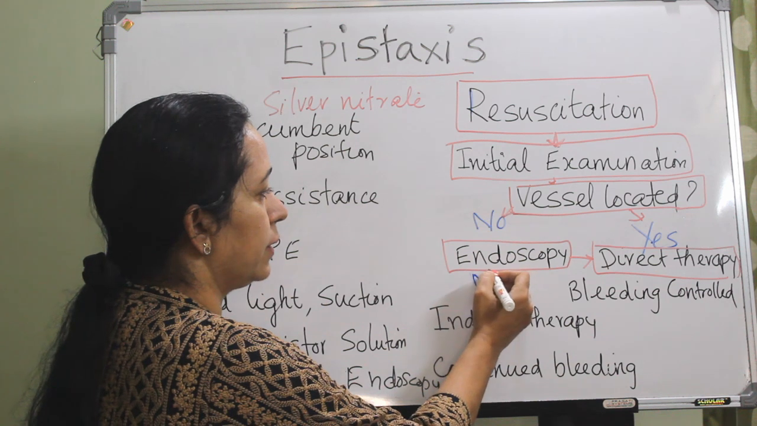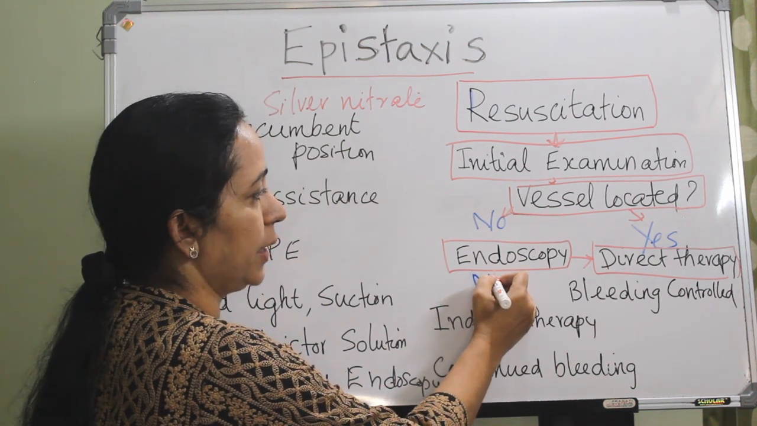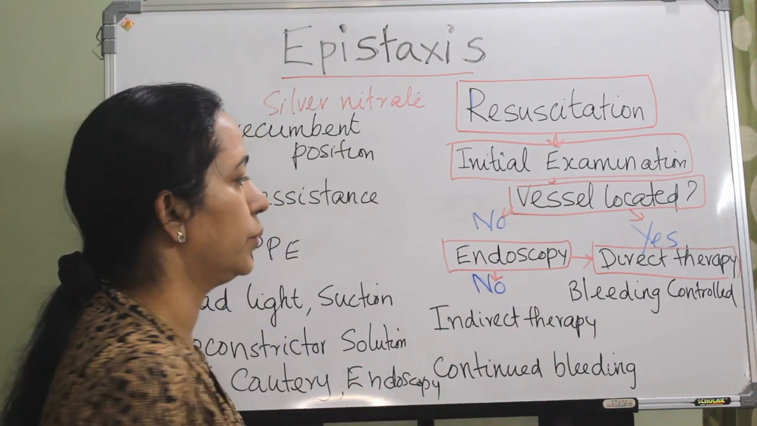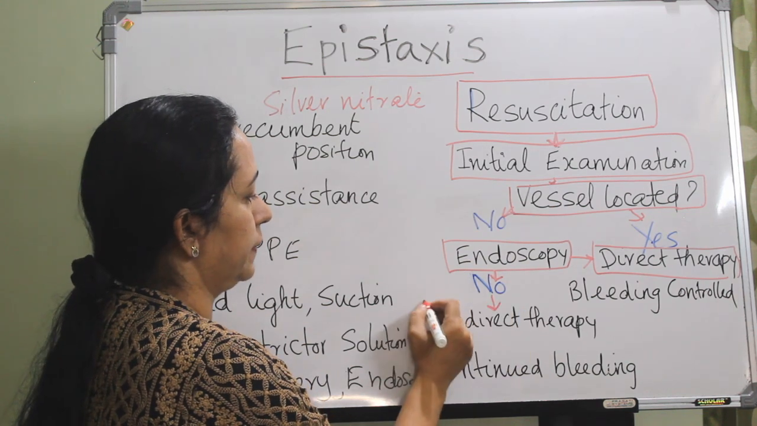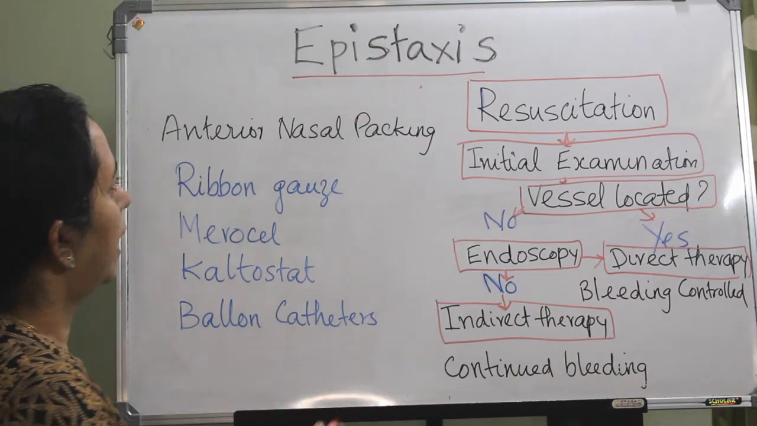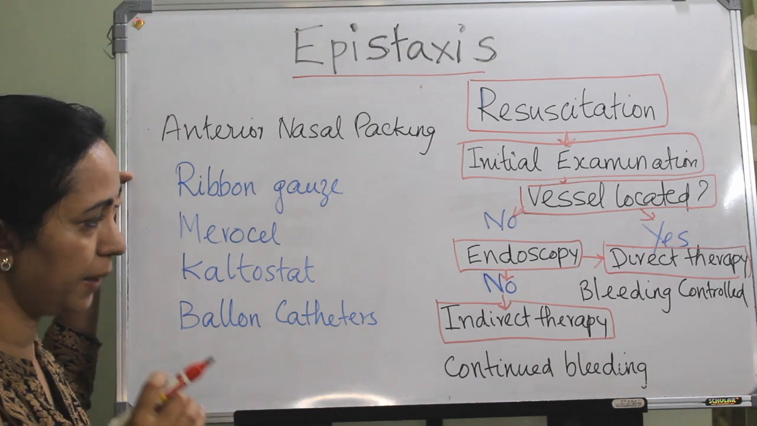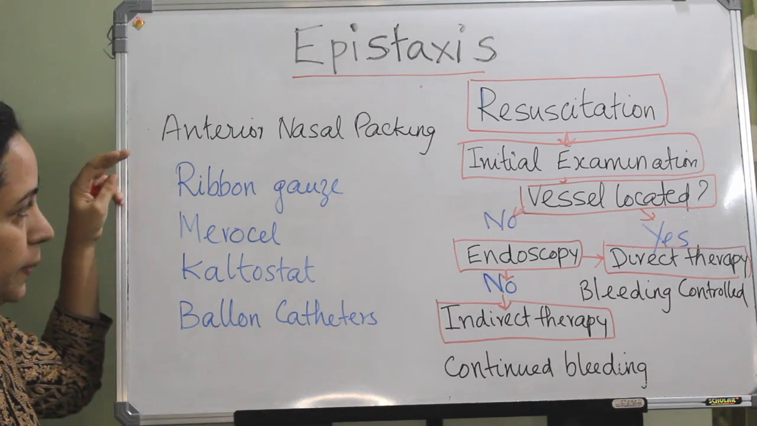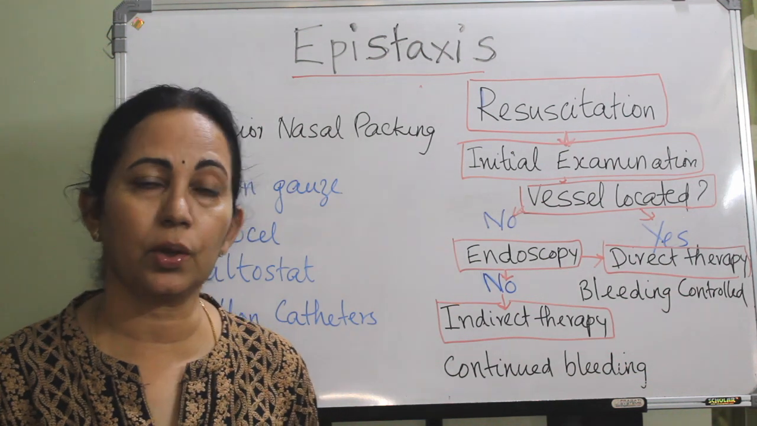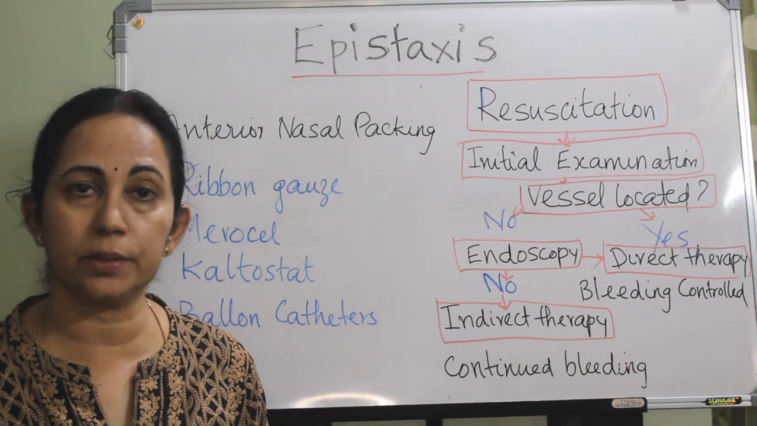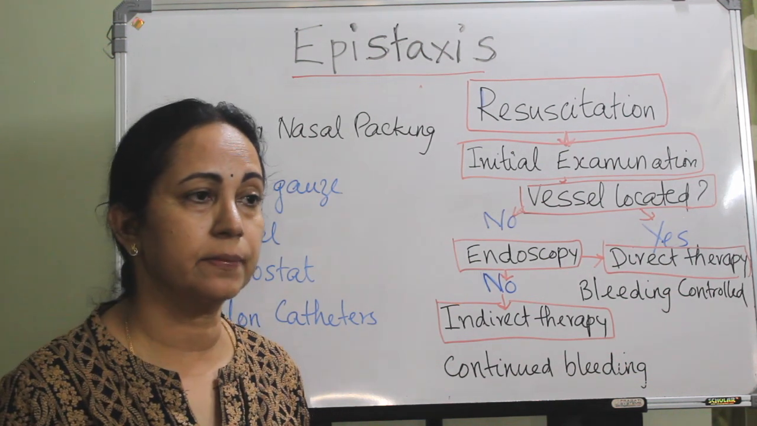And even with the endoscopy, if you cannot locate it, then what will you do? You have to go with the indirect therapy. What is indirect therapy? Anterior nasal packing is the mainstay of indirect therapy. Conventionally, you can use a ribbon gauze impregnated with petroleum jelly or antibiotic ointments.